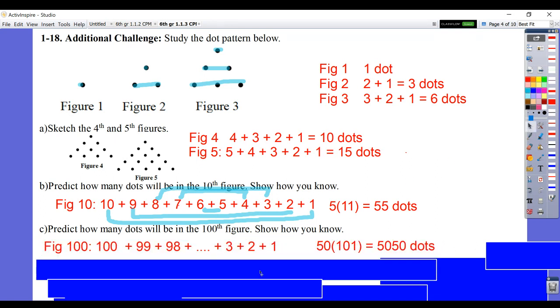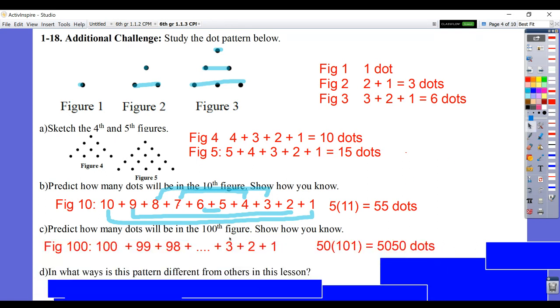That definitely helps when you want to figure out how many dots would be in the hundredth figure. Because if you look at that pattern, it'd be 100 plus 99 plus 98 plus 97 plus 96 plus 95, all the way down to 3 plus 2 plus 1. Well, you don't want to put that into your calculator. Just about the time you get to maybe 65, you're going to end up making a mistake and having to start all over.